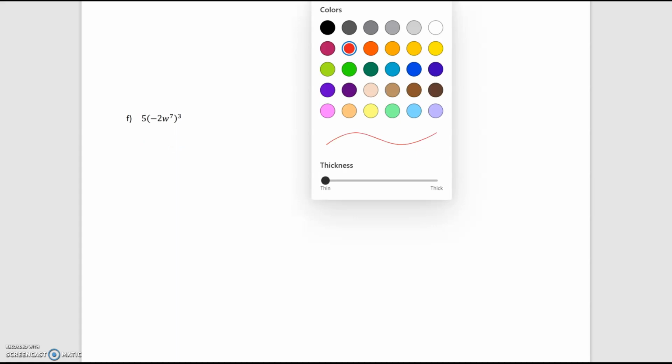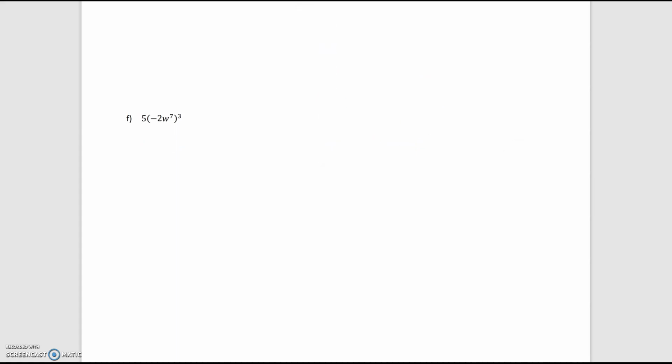Now, F is similar to the previous one, and let me just, before expanding, extract that -1. So this will be 5 times -1 times 2 times w to the 7th, raised to the 3rd power. And in this case, we're just going to be expanding that value. The 5 is on the outside, so you cannot multiply it in because of the 3rd power. This one doesn't have a 5 to the 3rd power. So you first exponentiate, then multiply times the 5.